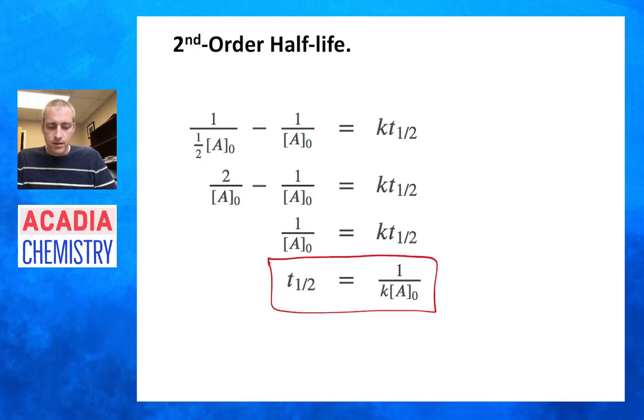Now, unlike the case for first order reactions, this one is maybe a little bit less useful because, as you can see, the half-life is not a constant. The half-life depends on what starting concentration you're at. So if you change the starting concentration, you change the half-life. That's just the nature of the beast. It just makes this a little bit less useful because half-life is no longer a constant like it is for a first order reaction.